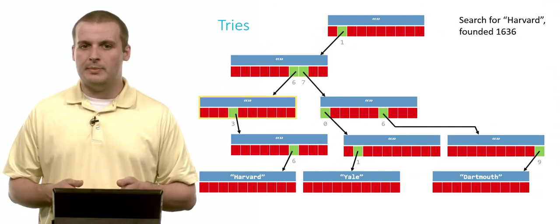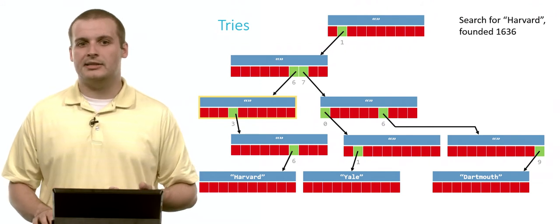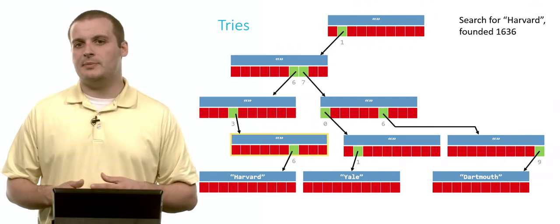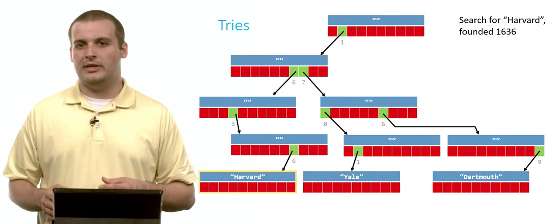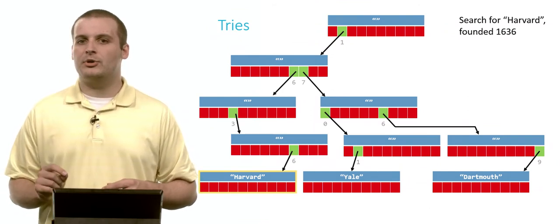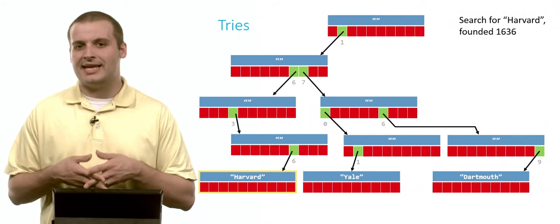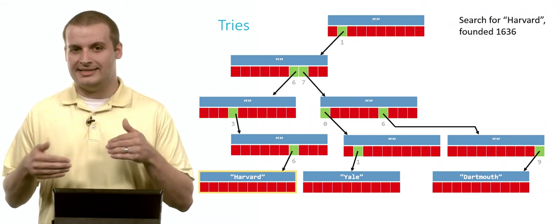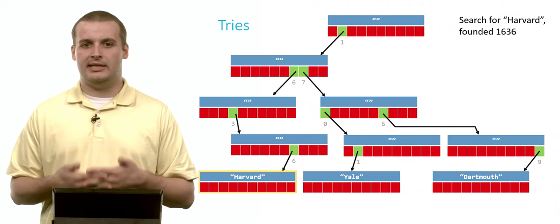Can we go down the 3 path from here? Well, as it turns out, yes, that exists too. And can we get on the 6 path from here? Yes, we can. We haven't quite answered the question yet. There's still one more step, which is that we need to look down and see if that's actually what we find after we exhaust the key, if we're looking for Harvard.